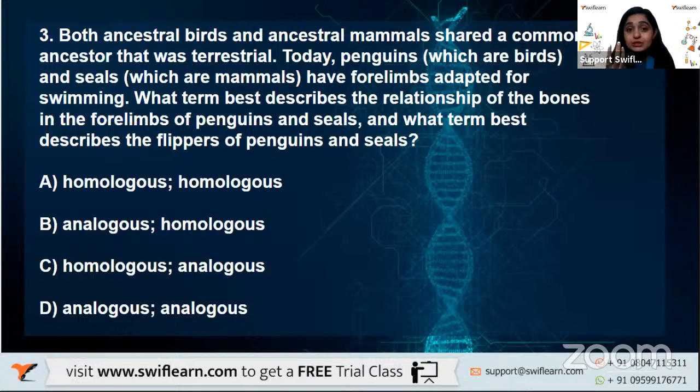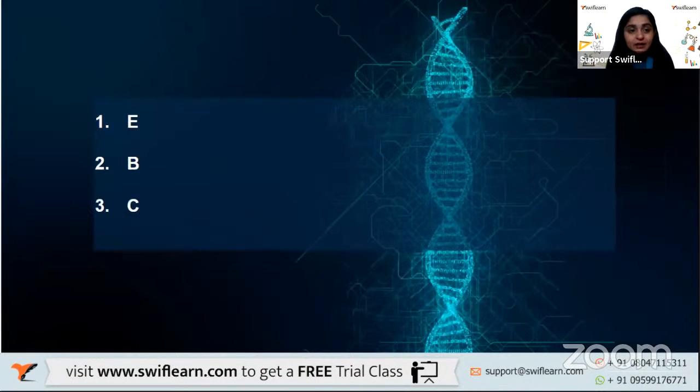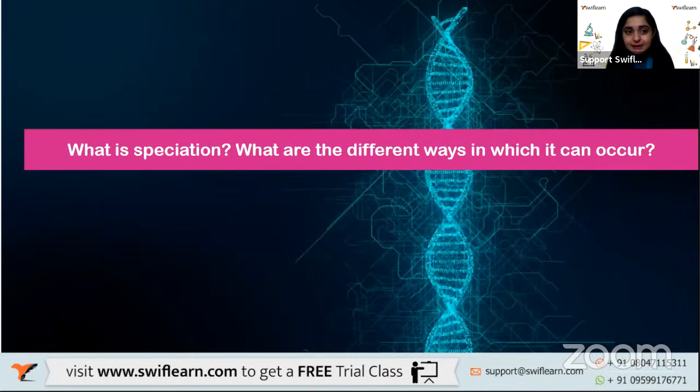because they have inbuilt the trait. Now the seals, what do the seals do? They use it for living in the water, or maybe the penguins use those in the form of wings, right? So they have differentiated it. So that is analogous. So here are the answers as well. We can relate: the first was E, second B, and the answer for the third question was C.